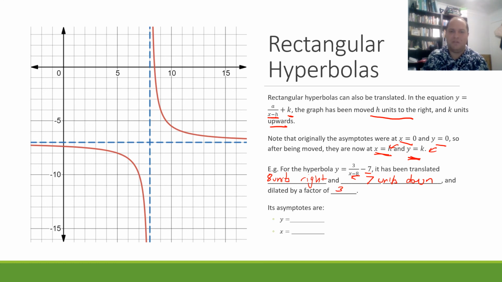Now its asymptotes. So our first asymptote, or our y asymptote, is our k value, the back here. So its asymptotes now are y equals negative 7, which is down here. Y equals negative 7. Smack bang there at negative 7. And x equals, we've got negative 8 in our fraction, so switch the sign. It's now 8, which is this value here. X equals 8. And those are our asymptotes. Again, we can read them off straight from our formula.